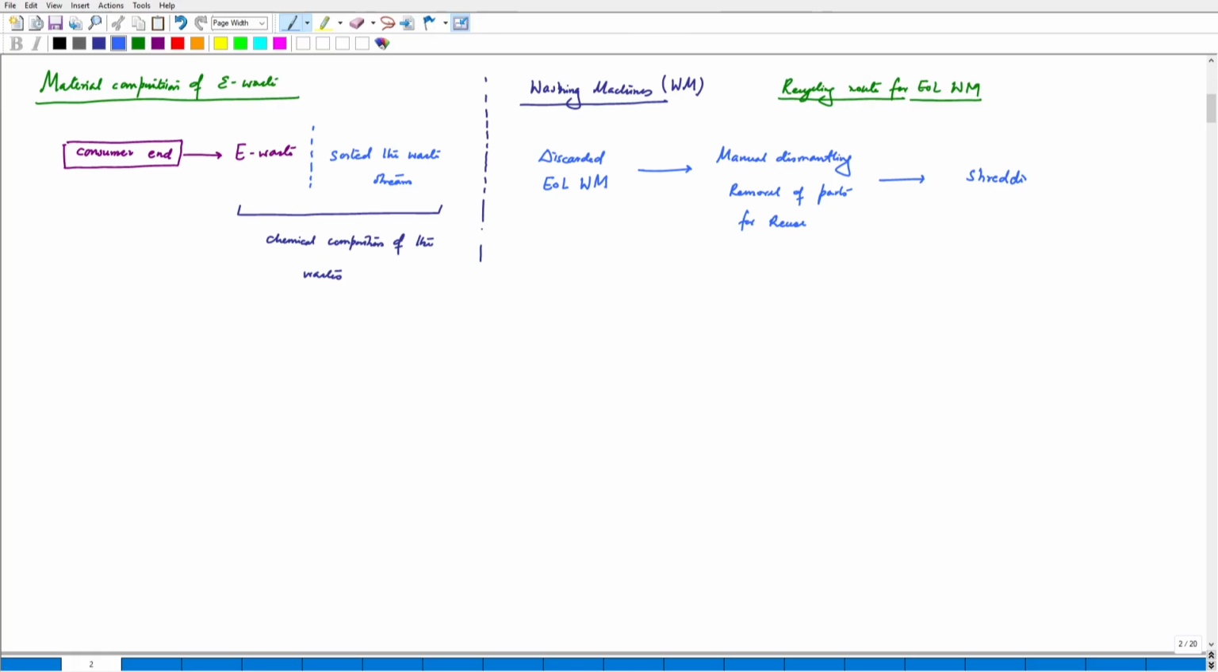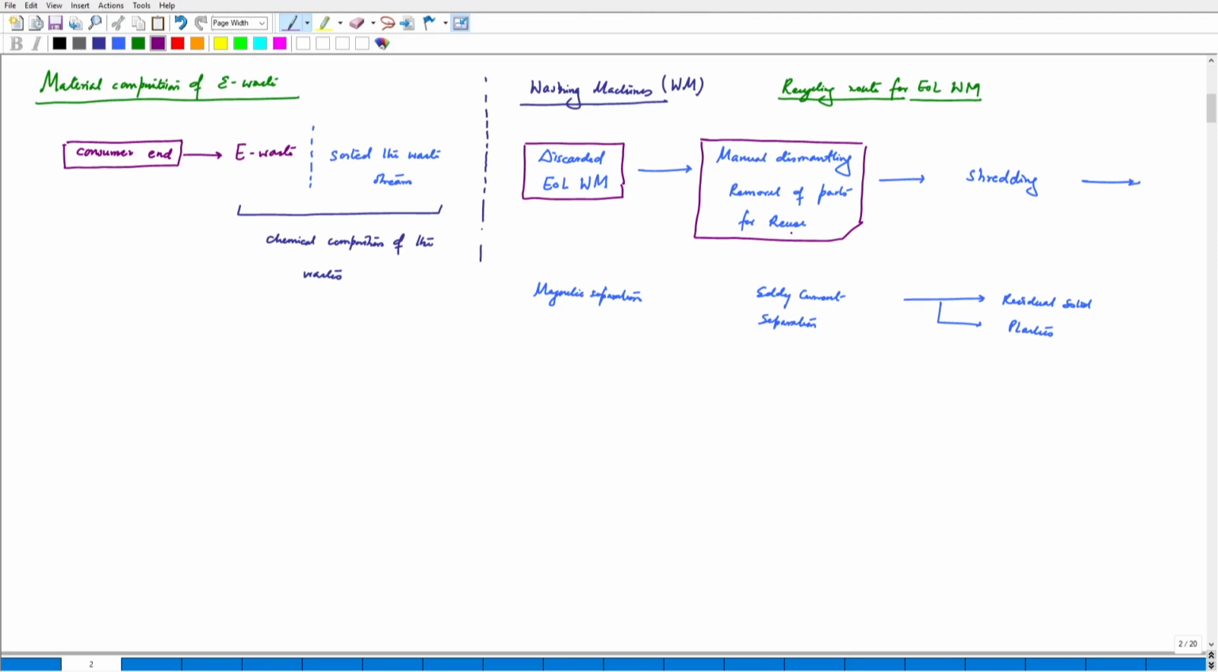And then we can just send these parts for reuse. What else do we have? Shredding. And after that we can go for magnetic separation. We have eddy current separation, and then we have residual solids, plastics. Now, the discarded end of life washing machine goes into manual dismantling, wherein we get our parts removed for reuse. Then we have shredding, and then we have magnetic separation followed by eddy current separation.